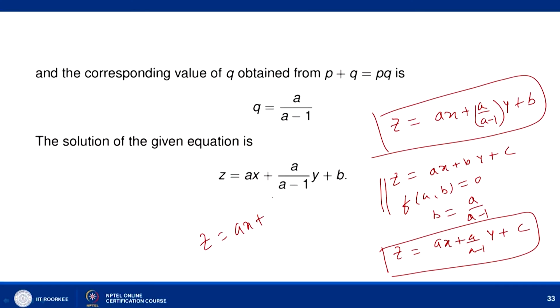So it means that here your solution is always linear in terms of x and y. You can write z equal to ax plus some constant times y plus some b. So when your PDE is independent of x, y, z, you have this kind of relation.